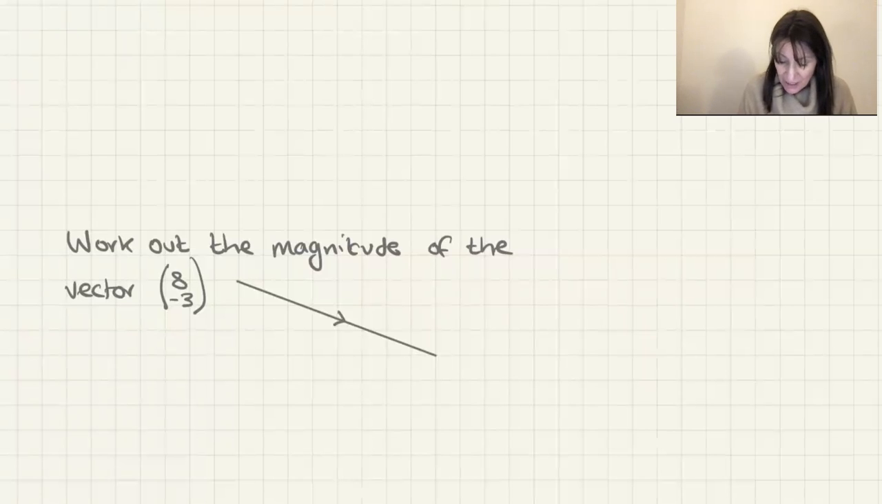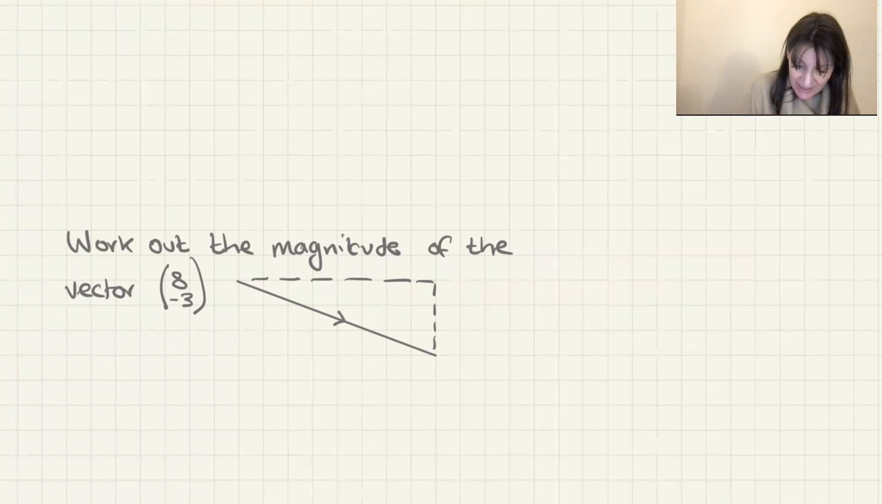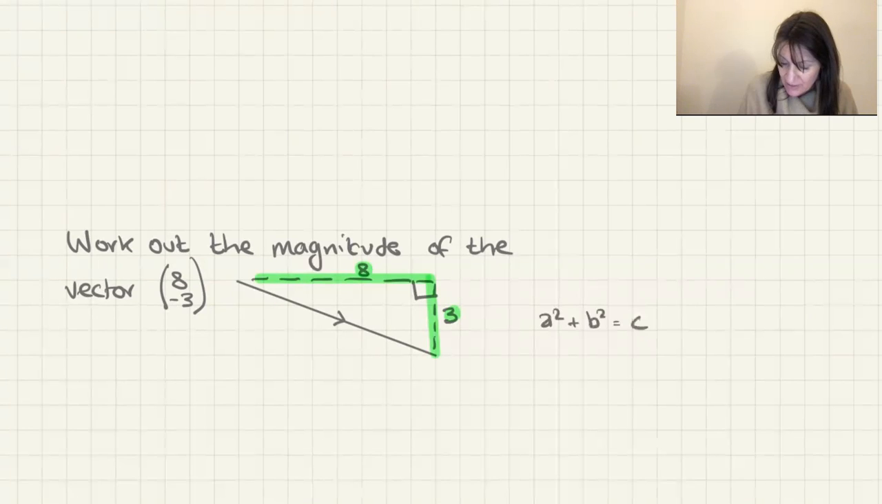So the column vector said I had to go forward 8. So I went forward 8 and then down 3. When I put those markings on, there it is, absolutely 100% triangle with a length of 8 and a length of 3. The right angle is here. So those numbers are at the beginning of my formula. So I've got a squared plus b squared equals c squared. I'm going to say that the 8 is a and the b is 3. And that is going to be the magnitude of my vector.